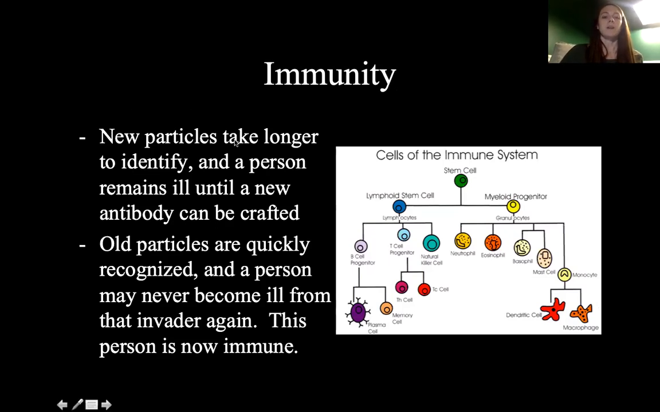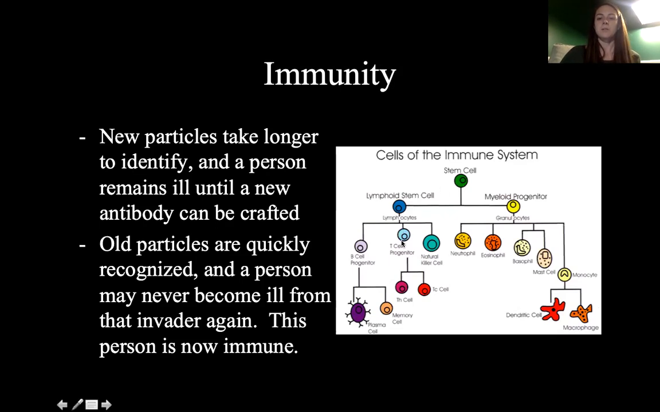New particles that our body doesn't recognize take longer to identify. The person remains ill until that antibody can be crafted, and once that antibody is crafted, the body fights it really quickly. Old particles, things that we've been infected with before and built up antibodies to, are quickly recognized and either don't make the individual sick or allow that person to fight the infection much faster. And now this person is considered immune to that virus.